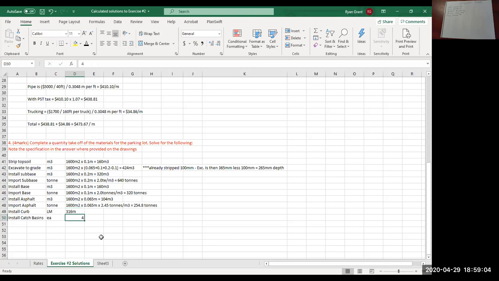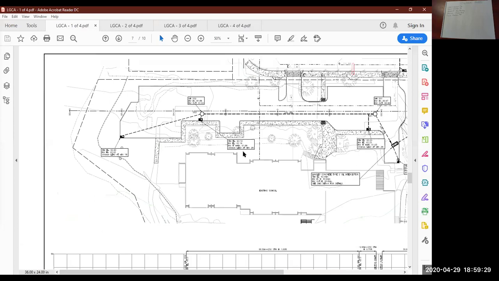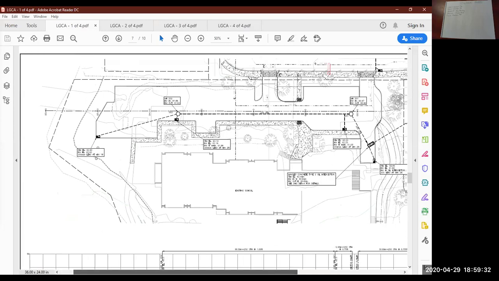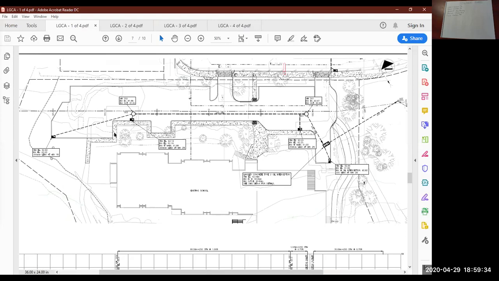Catch basins, there were actually only 4 of them. If I bring up the drawing, the parking lot, yes. Let me just share this right here. So here's the parking lot, storm sewer. There's 1 here, 2, 3. There's only actually 4 catch basins inside the parking lot. This one out here is not in the parking lot. So the correct answer was 4.